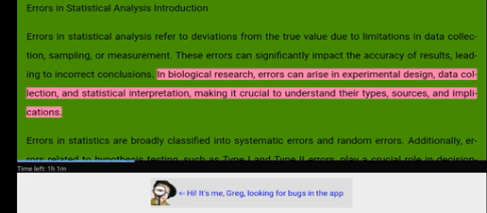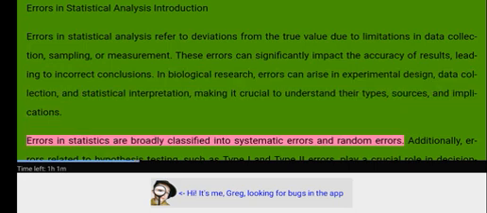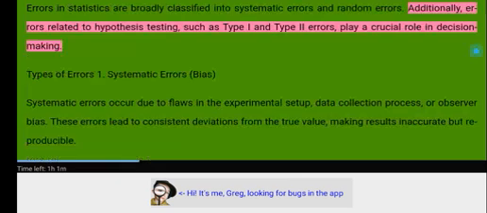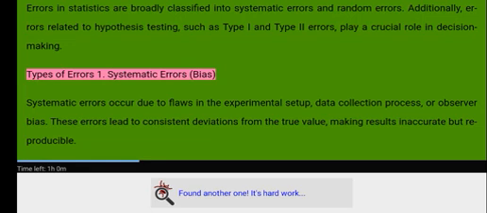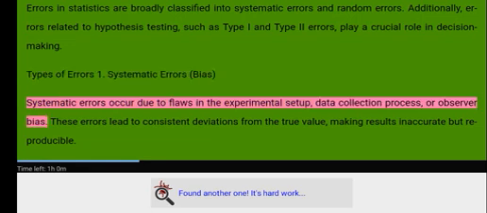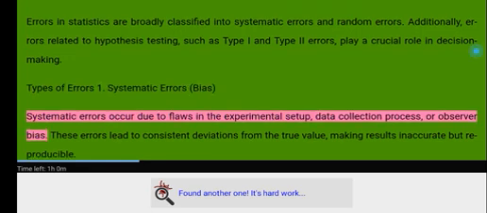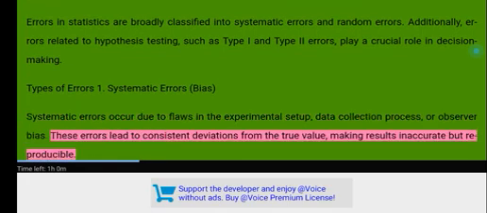types, sources, and implications. Errors in statistics are broadly classified into systematic errors and random errors. Additionally, errors related to hypothesis testing, such as type 1 and type 2 errors, play a crucial role in decision-making. Types of errors. 1. Systematic errors, bias. Systematic errors occur due to flaws in the experimental setup, data collection process, or observer bias. These errors lead to consistent deviations from the true value, making results inaccurate but reproducible.